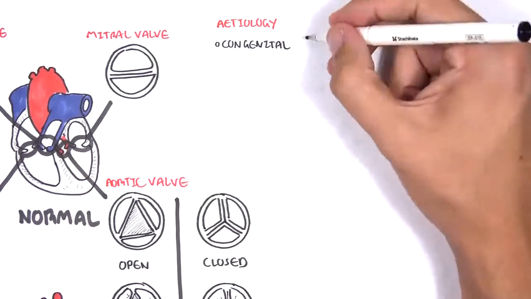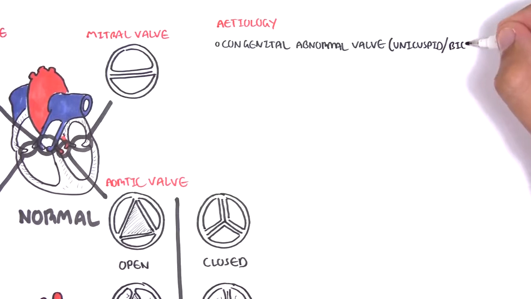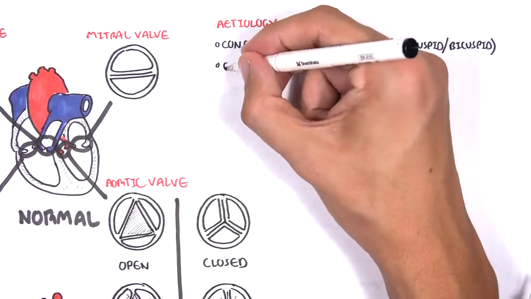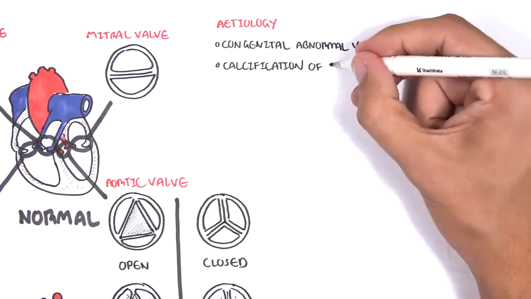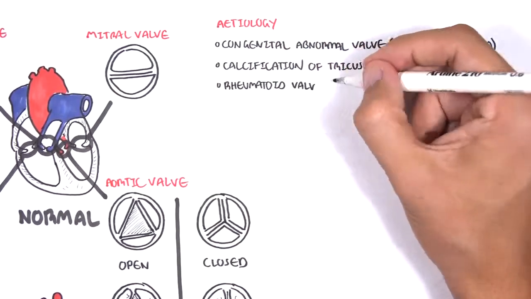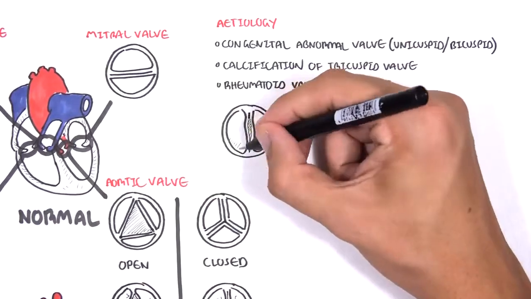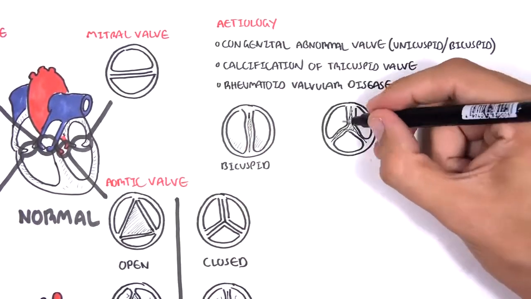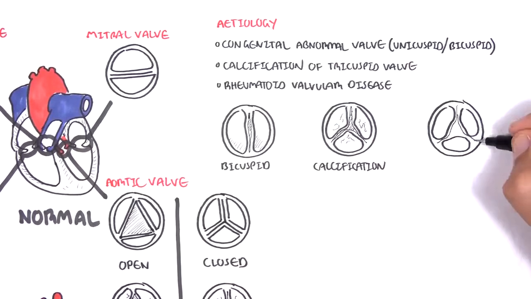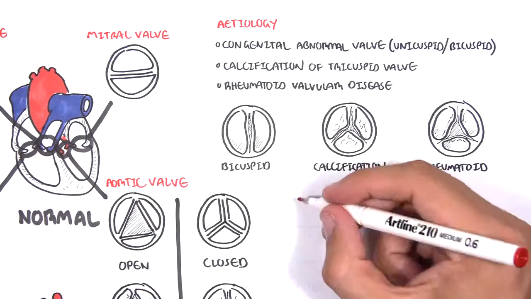There are three major etiologies of aortic stenosis. One is congenital abnormal valve, a unicuspid or bicuspid aortic valve. Two, calcification of the aortic valve, usually with age. And three, rheumatic valvular heart disease. Here is an abnormal aortic valve which is bicuspid. Here is a calcified aortic valve resulting in stiffening. A rheumatic valve forms scar tissue leading to stenosis.